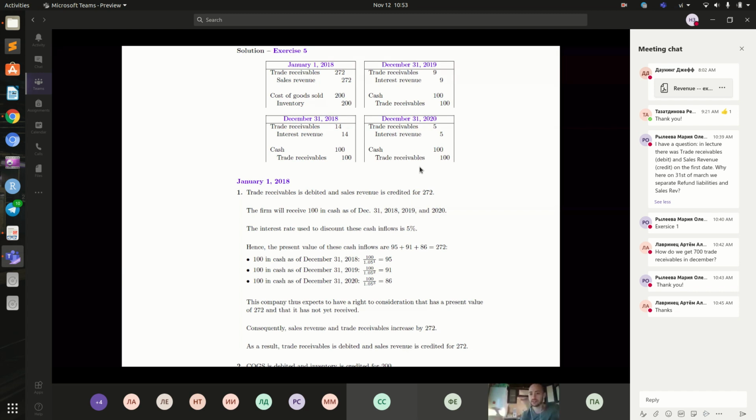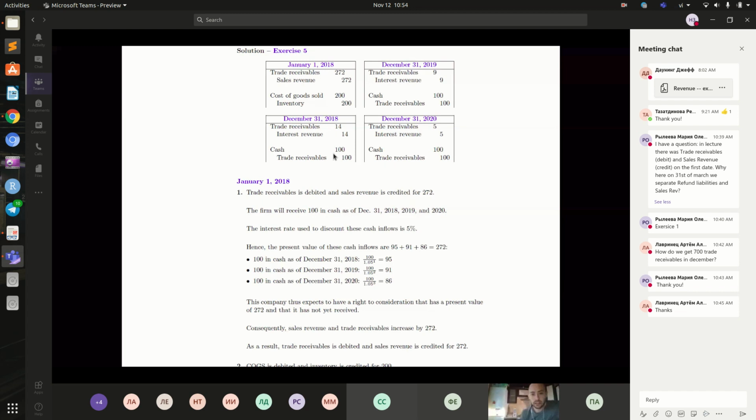the value of the cash flows that we will receive over the lifetime of this contract. So as of December 31st, 2018, 19, and 20, we receive 100 in cash, discounted at 5%. The present value of these cash flows is 272. On January 1st, 2018, we record receivables and revenue of 272, the present value of the cash flows that we will receive over the lifetime of this contract.